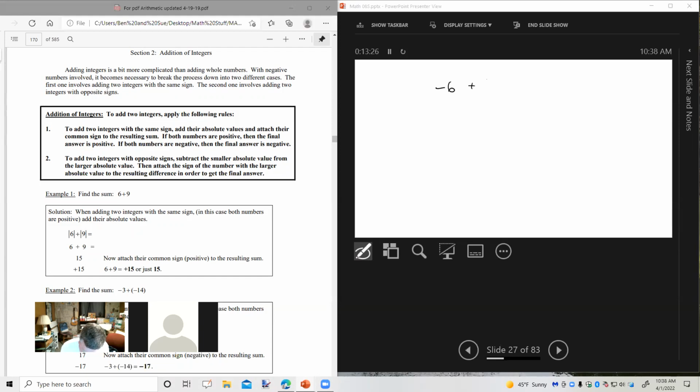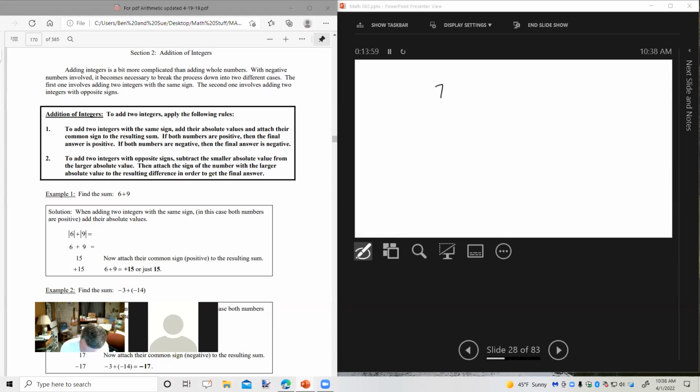-6 plus -17. Here again, we're adding two numbers with the same signs. So we're going to add their absolute values, which would be 23, but then we'll attach the common sign and we get -23. So adding two negative numbers, we get a negative answer. Any questions about that example?